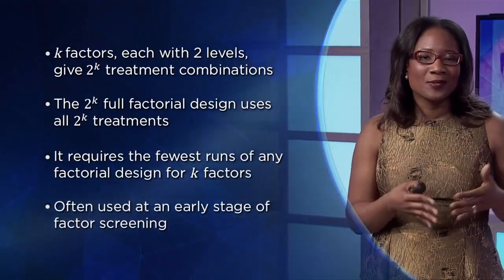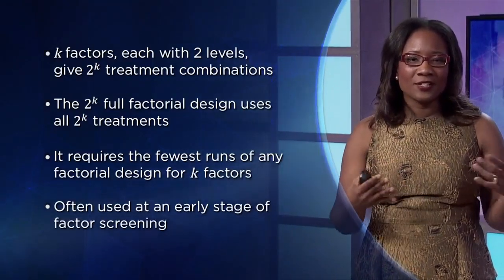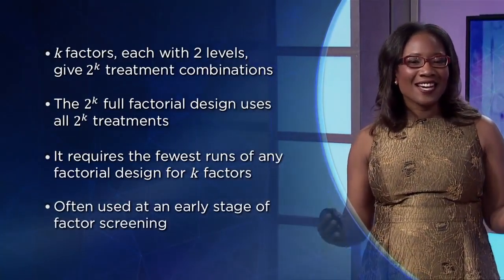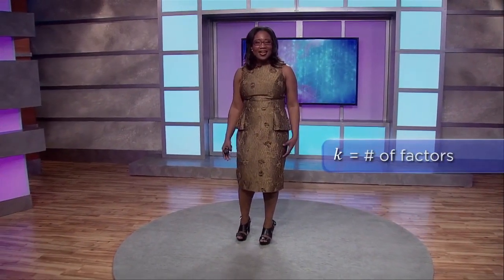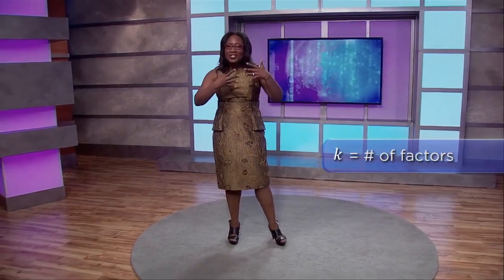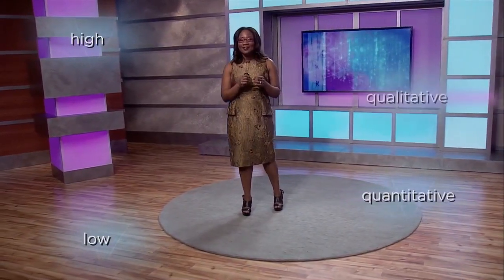We often use this 2 to the K design at an early stage of factor screening because it gives us an idea of which factors are going to be most significant in our experiment. Now, the 2 to the K factorial design is especially useful when we've got experiments that involve several factors, where K is our number of factors, and if we need to study the interaction of those factors on a specific response. Each of the factors has 2 levels, typically low or high, and it can either be quantitative or qualitative.